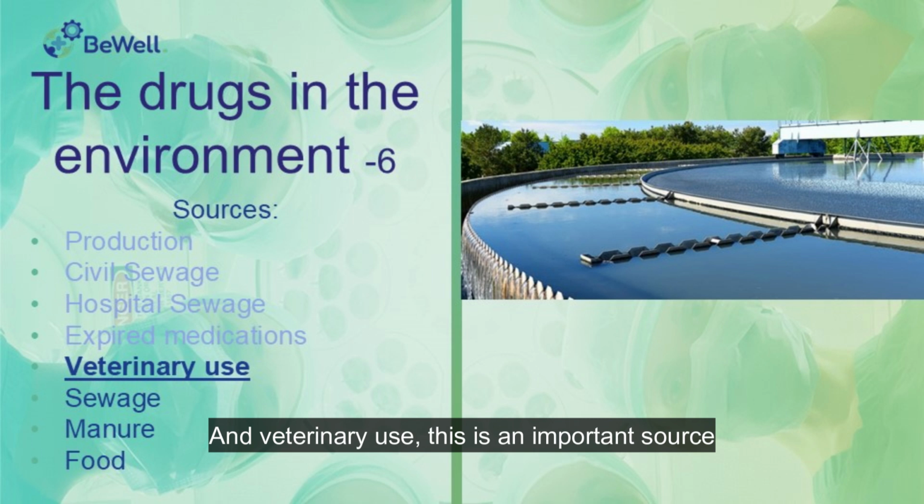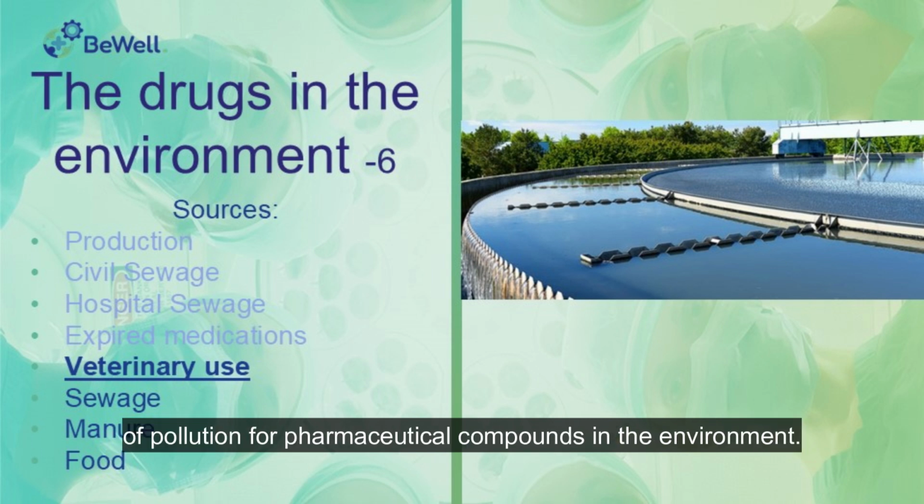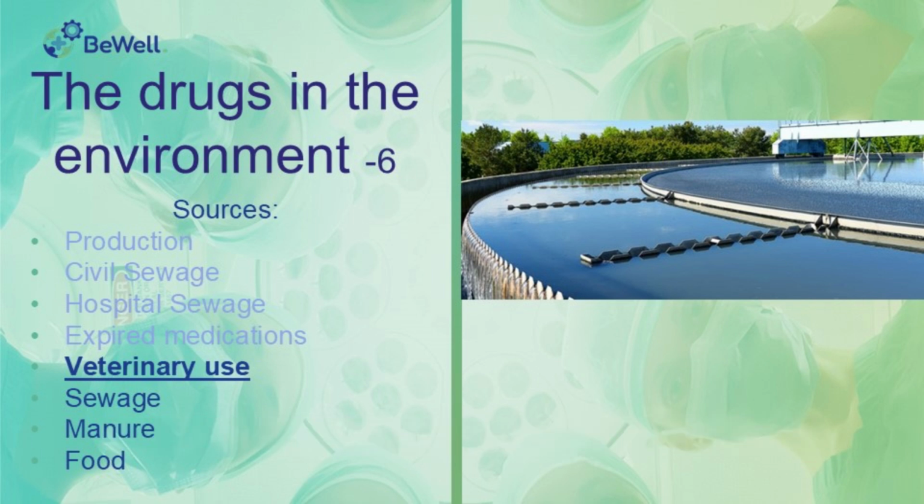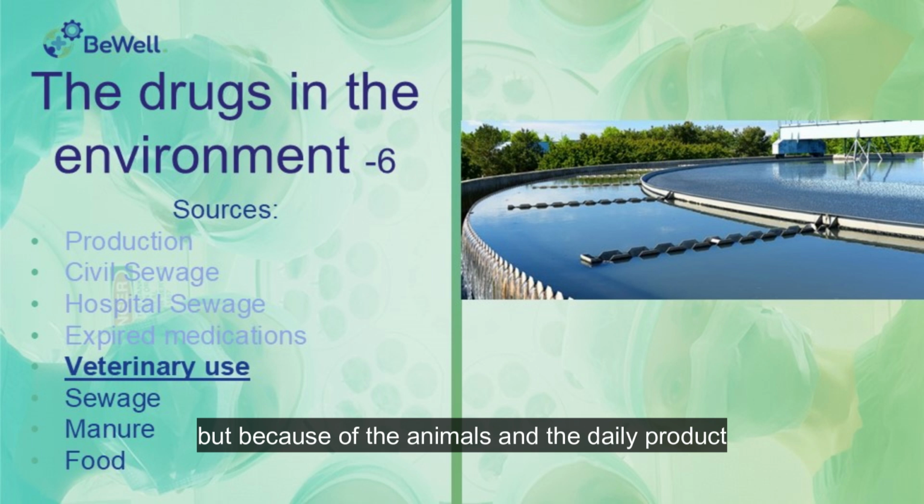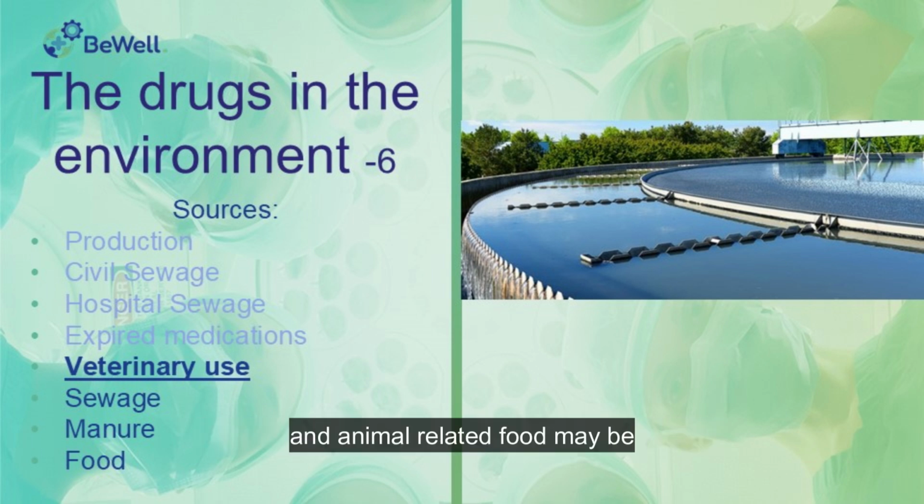Veterinary use is an important source of pollution by pharmaceutical compounds in the environment. The sources, most specifically, are the sewage, the manure, and the food. Because of the animals, dairy products and animal-related food may be contaminated by pharmaceutical compounds.